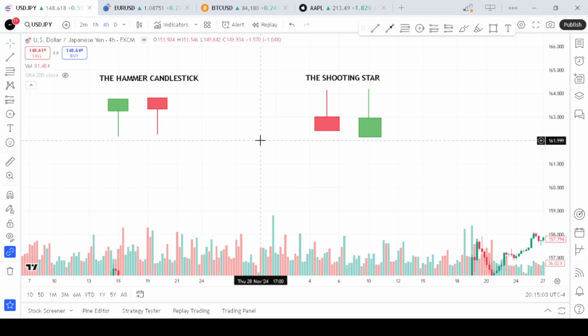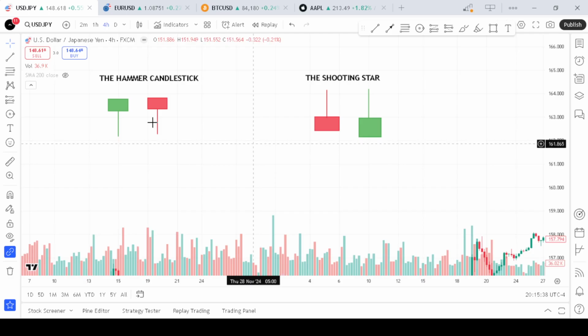In today's video, we are going to focus on two essential candlestick patterns called the hammer and the shooting star. These patterns are widely used to identify potential market reversals. So by the end of this video, you will understand how to recognize these patterns and apply them in a step-by-step trading strategy tailored to them. You will also understand when and where to see these patterns. So stay tuned as we learn how to incorporate these tools into your trading plan effectively.